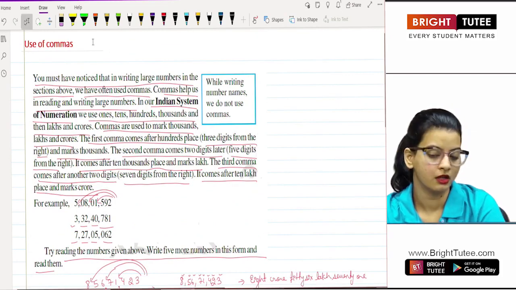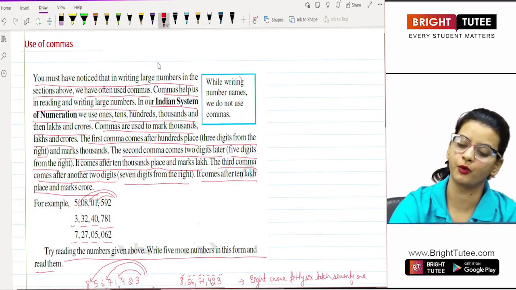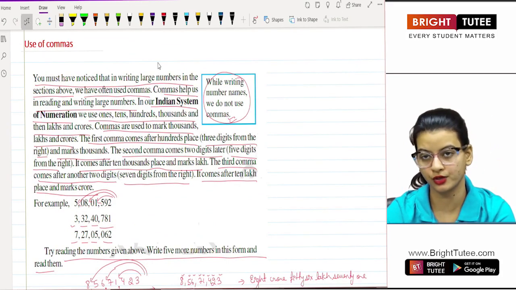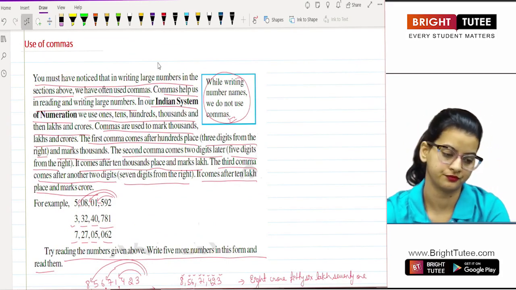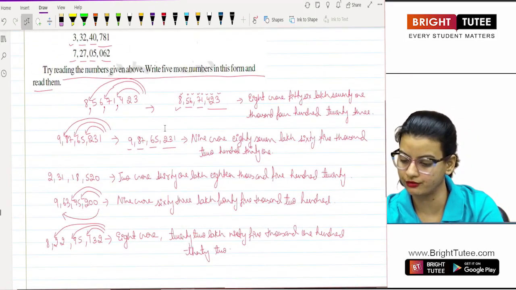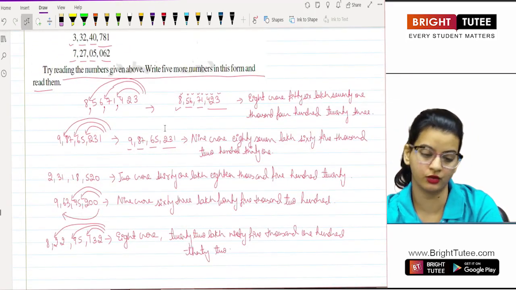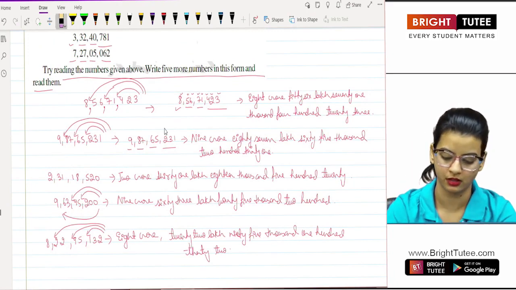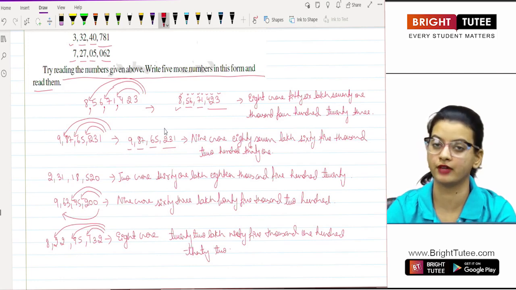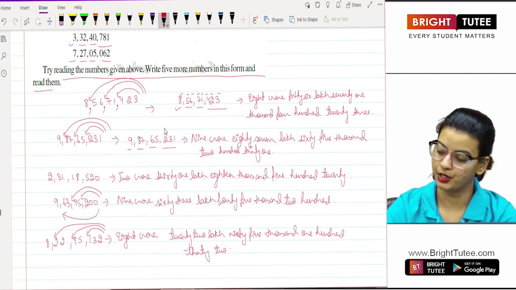This is a very important point: while writing the number names, that is, when we write it in words, we are not using any comma. So, if I have mistakenly used a comma anywhere, then you have to ignore it. I'm sorry, I used a comma accidentally over here. So we are not using commas while writing the names in words.